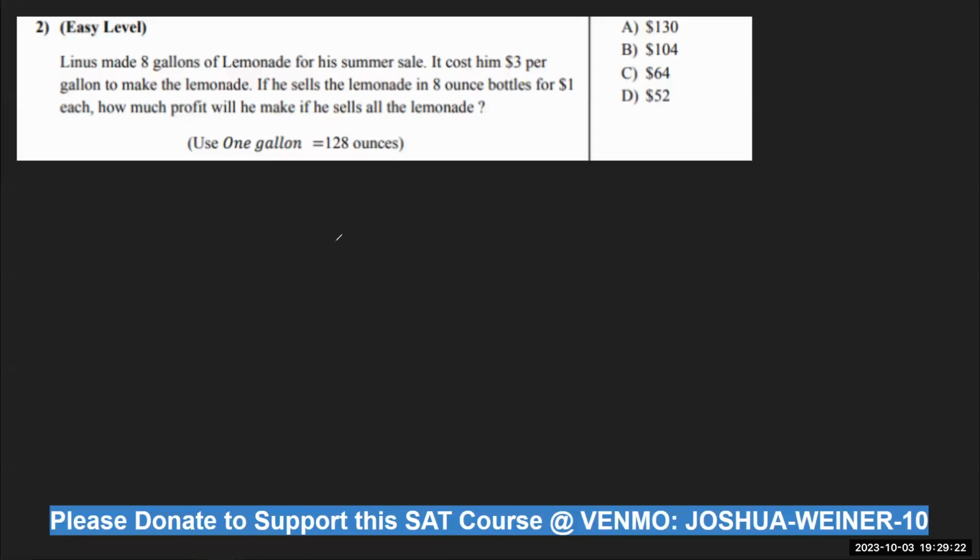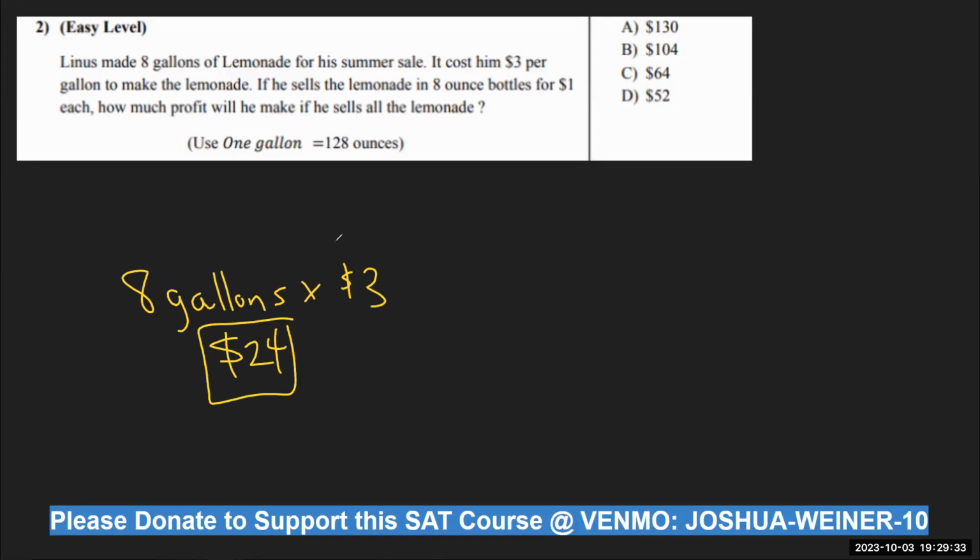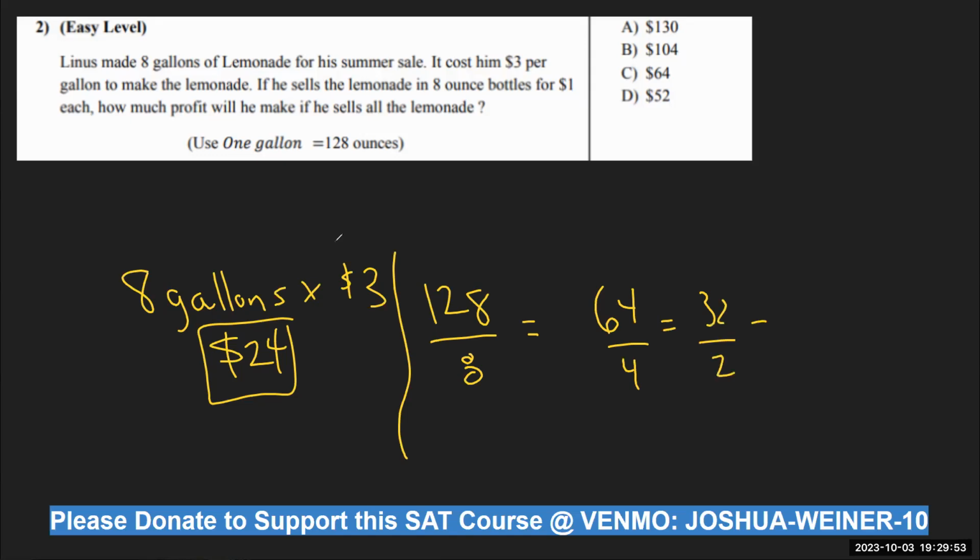All right, so here we go. So 8 gallons times $3 means that it costs him $24 to set up his lemonade stand. I guess that includes the cups and distribution. But then he's going to sell 8-ounce bottles for $1 each. 128 divided by 8. I guess that's the same as 64 over 4. It's the same as 32 over 2. So that's 16 cups if they're 8 ounces each per gallon.